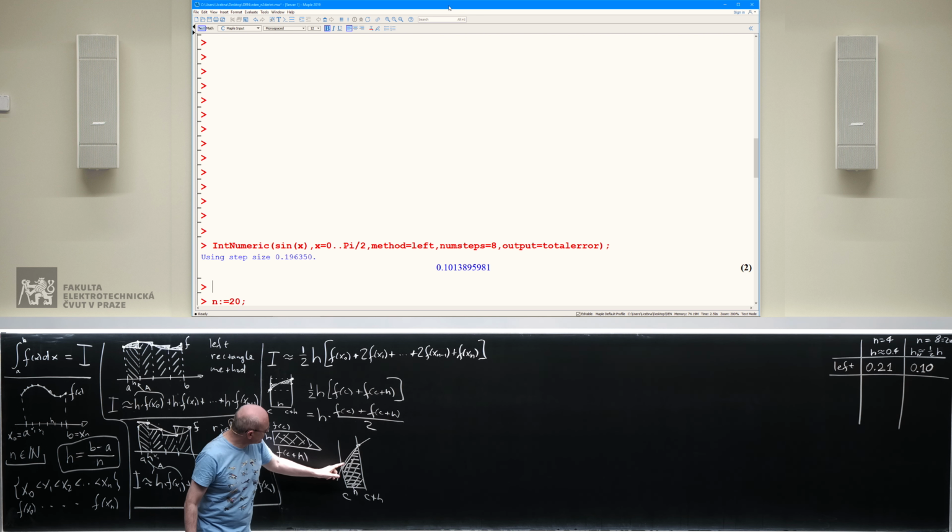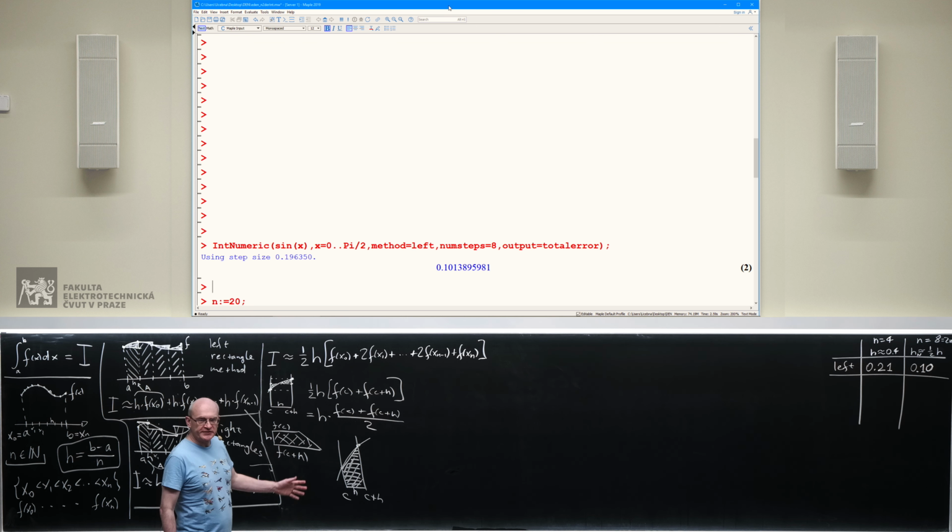I look at it and I say, what is the error? And the answer is, the error is really tiny. Much better compared to rectangles. So this is wonderful. And this is actually the starting point for our second derivation of the new method. And I will start from scratch.